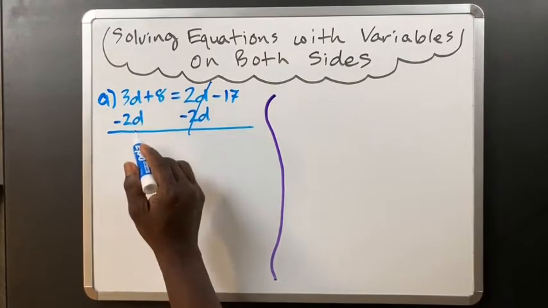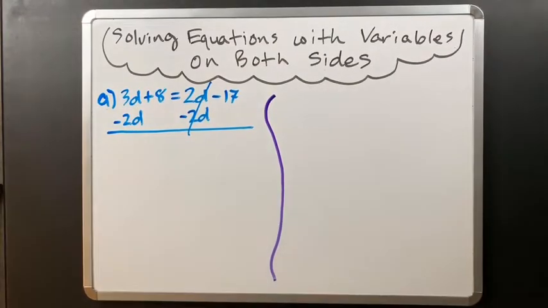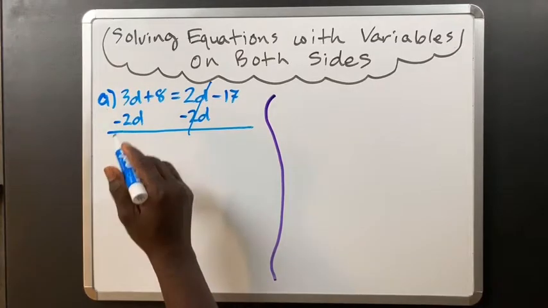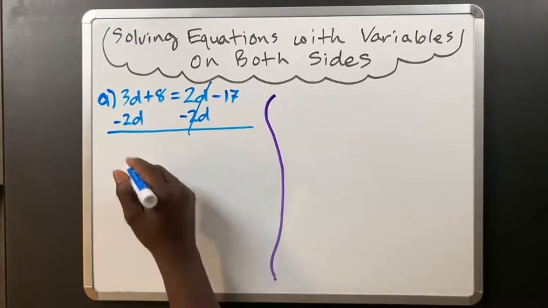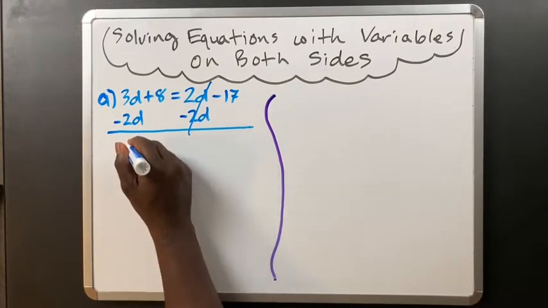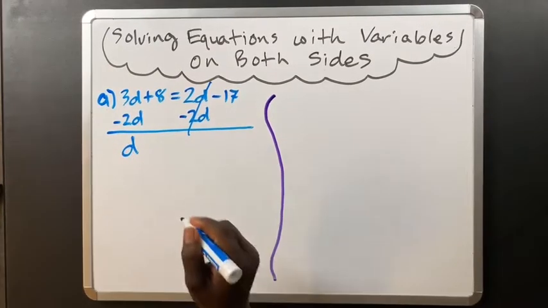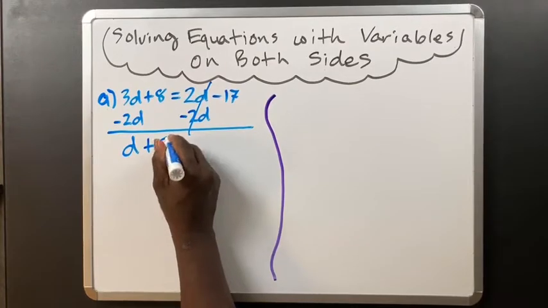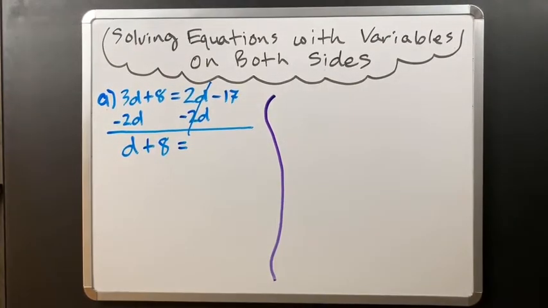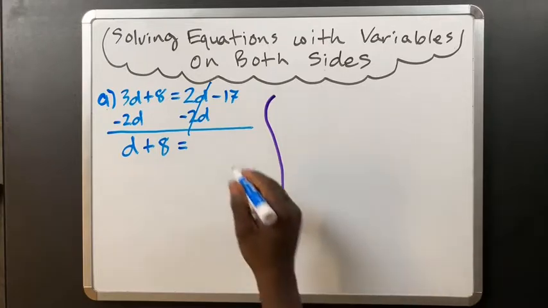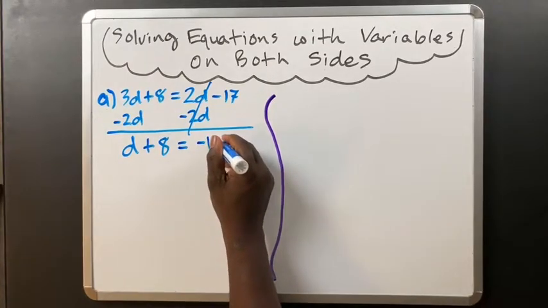3 times d plus a negative 2 times d. Think of it as 3 plus negative 2, which is 1, or 3 minus 2. So then that becomes 1d. I can just write d plus 8 equals, and then I bring down the negative 17.